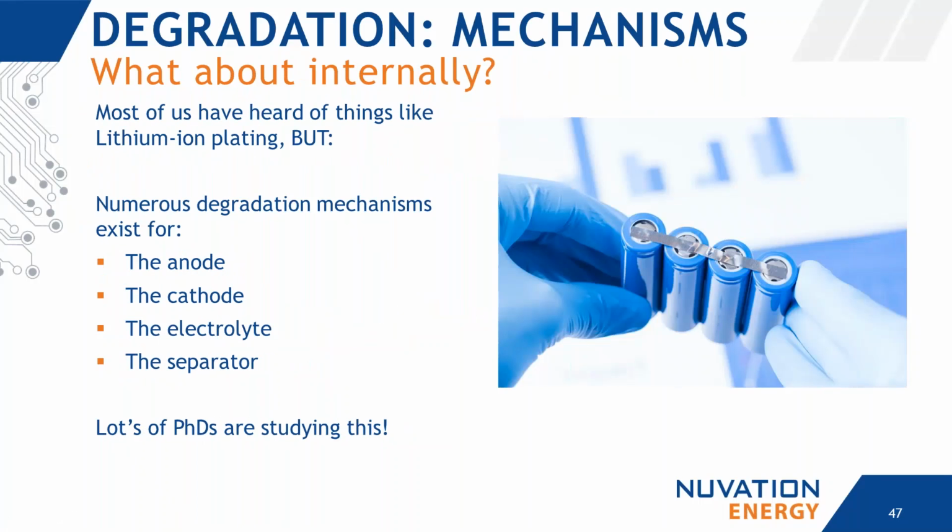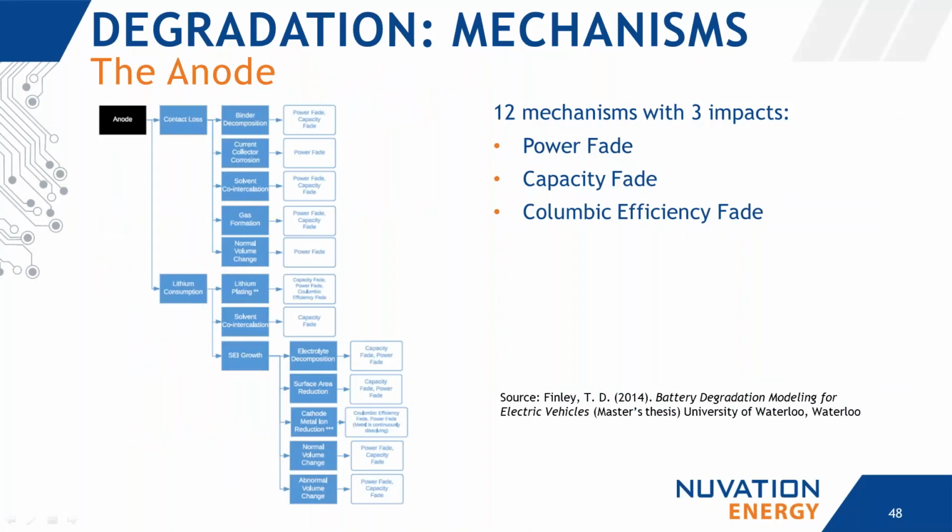And when we talk about degradation, probably a lot of you have heard some terms like lithium ion plating thrown around, things like that. But there's actually a ton of different mechanisms that can cause a battery to degrade internally. And they can apply to the anode, the cathode, the electrolyte, the separator. There's lots of PhDs working on this and constantly researching this to understand it better. And what I wanted to show was really just a quick, more of a visual overview of just the scale of the number of effects that we can see here.